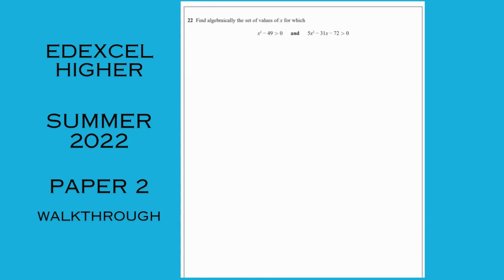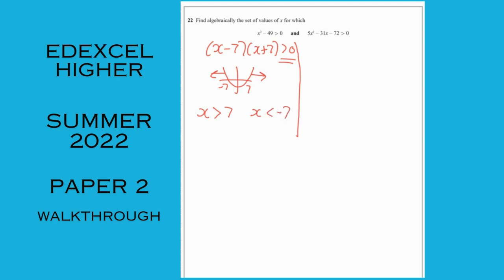Number 22, some nice quadratics, and I mean that. I think this is all right, this one. So I did this on my worked answers. Factorise the left, it's our old friend difference of 2 squares. So on a sketch, it's crossing at -7 and +7, and it's asking where is the graph above 0. That's over there, that's greater than 7, and that's down there, that's less than -7. And we'll come back to that.